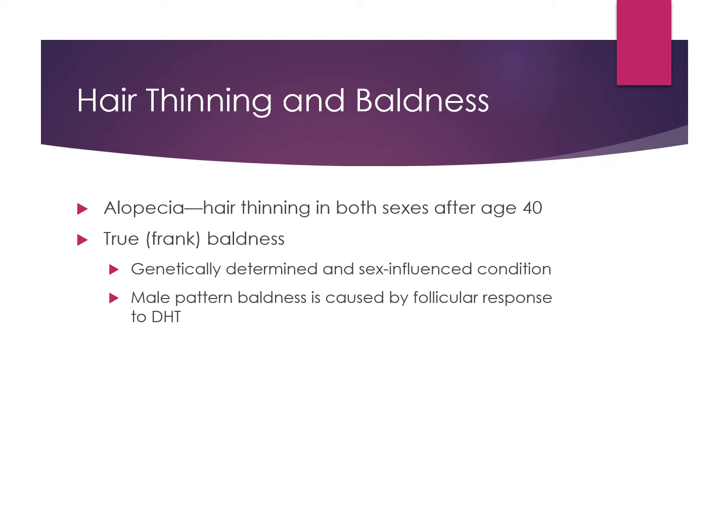Alopecia is hair thinning in both sexes that happens at age 40, and there's actually many different types of alopecia. True or frank baldness is the type of baldness that men experience. It's genetically determined and it's a sex-influenced condition. Male pattern baldness is caused by a follicular response to DHT, a metabolite of testosterone.